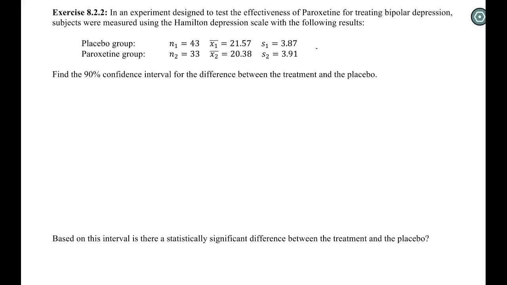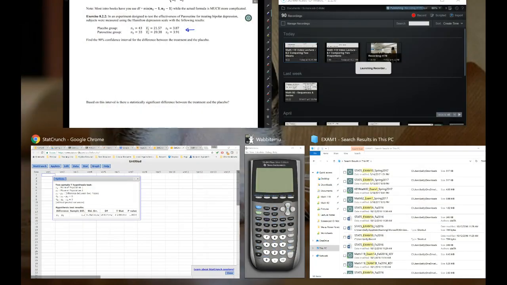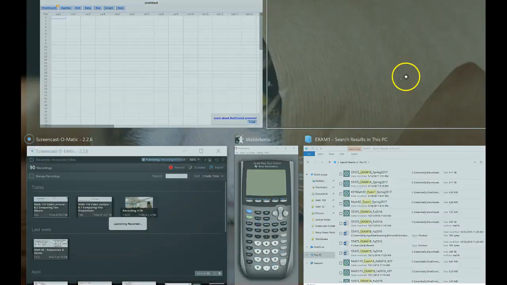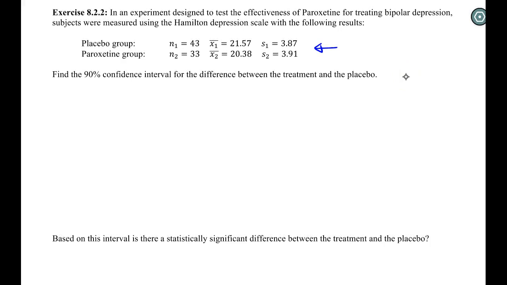So again, we have another example here. We've been given all of the actual data, the summary statistics, and we want to find a confidence interval. So we're going to go back to StatCrunch. And I didn't write anything down, which was insane, so I need to go back again to here. All right, so I'm going to write these down on my sheet. So we need an n of 43, x bar of 21.57, and s of 3.87. Then the other group is 33, versus 20.38 and 3.91.